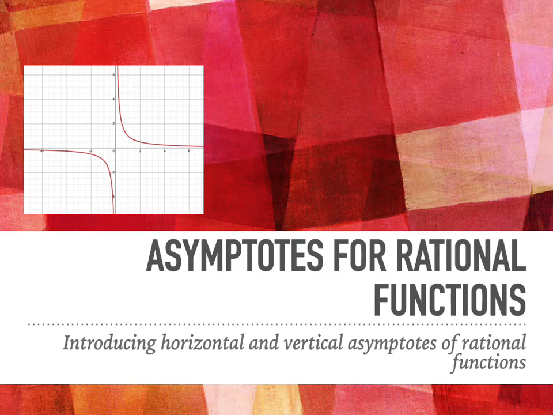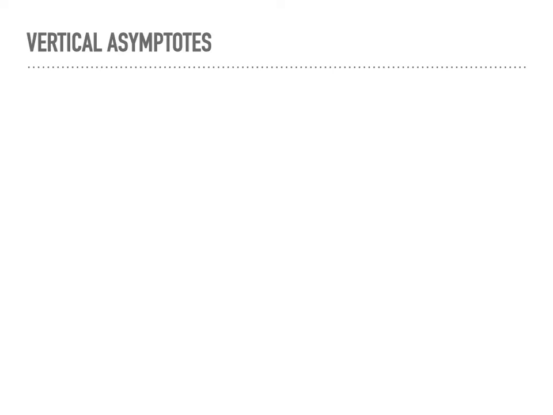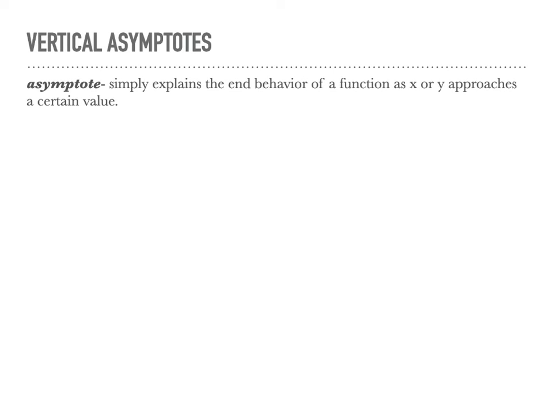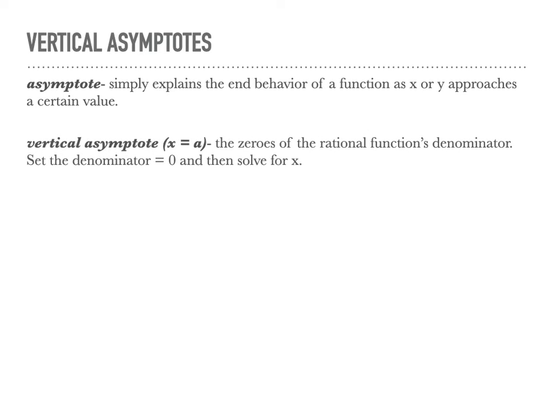In this lesson, we will be introducing horizontal and vertical asymptotes of rational functions. Before we move on to vertical asymptotes, we must first understand what an asymptote of a function is. It simply explains the end behavior of a function as x or y approaches a certain value. A vertical asymptote is denoted as x equals a, where a is the value that the function is approaching.